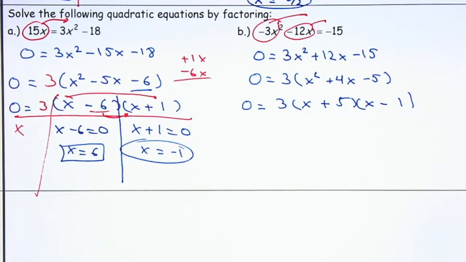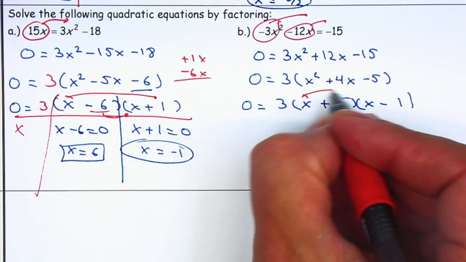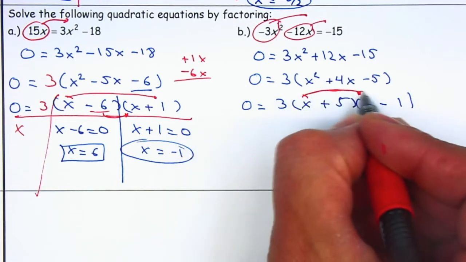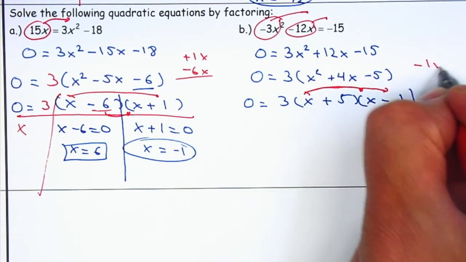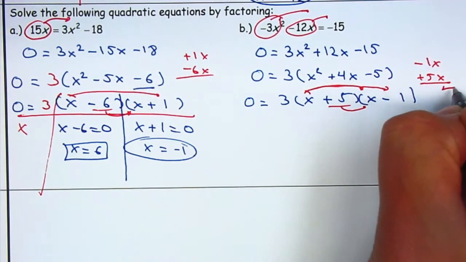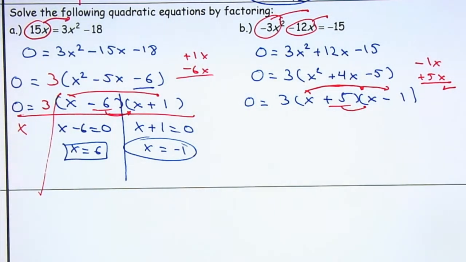Let me double check. Now some of you are double checking your factorization in your head, which is fine. That gives me 3x squared. That gives me negative 1x. That gives me positive 5x. And that gives me 4x. And then negative 5. Correct.